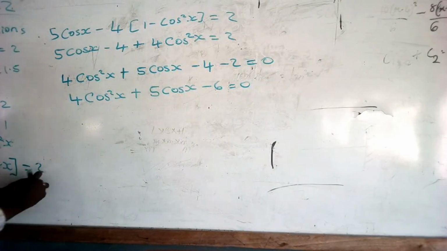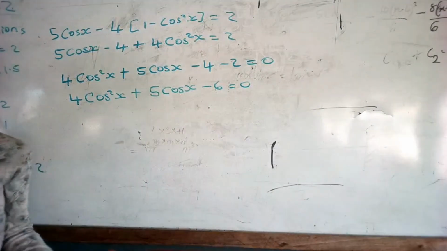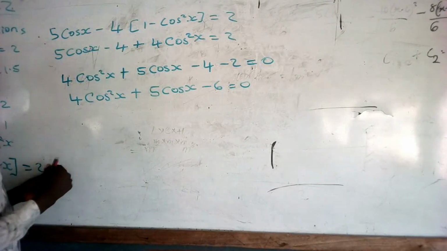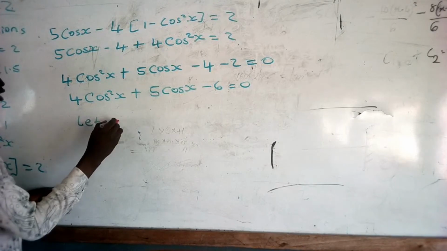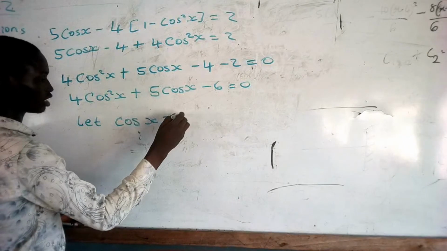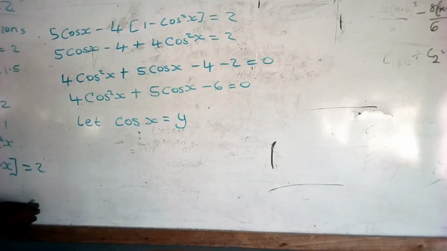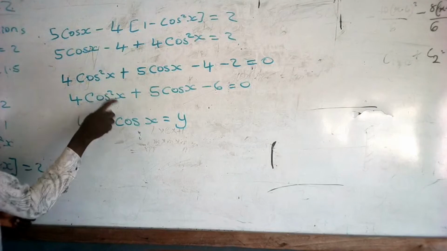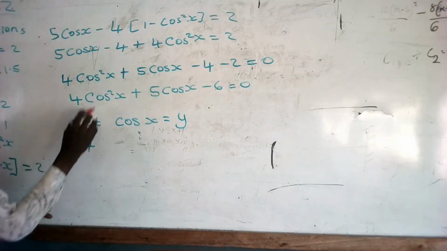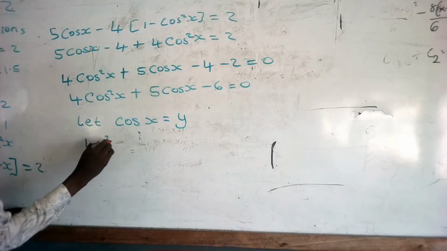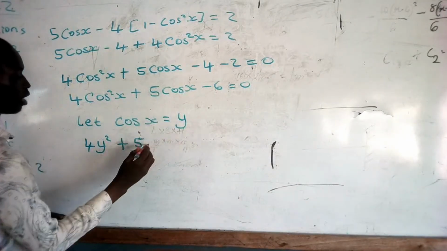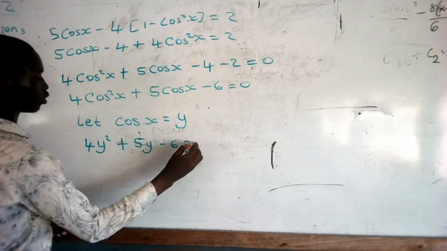Okay, now what are we going to do at this point? Okay, good. This is how you should solve it. We should say, let cos s equal y. Now, if cos s equals y, that means cos square s will become y squared. Therefore, instead of cos square s, I write y squared, and instead of cos s, I put down y, so 4y squared plus 5y minus 6 equals 0.